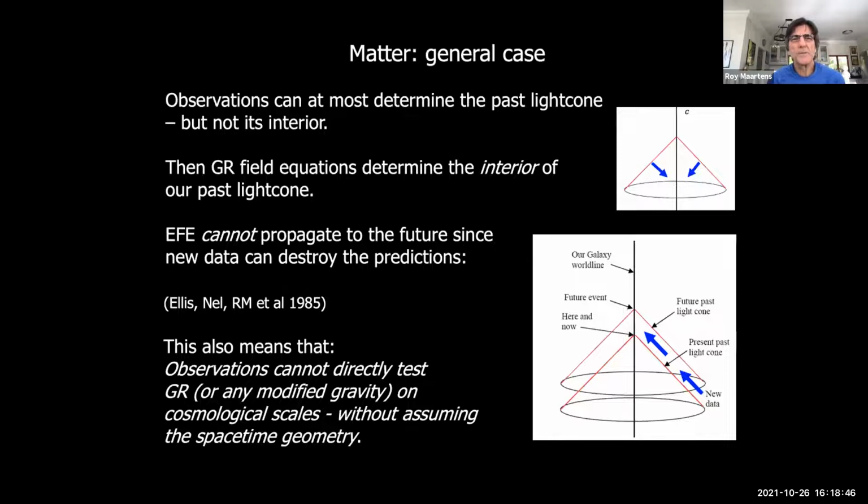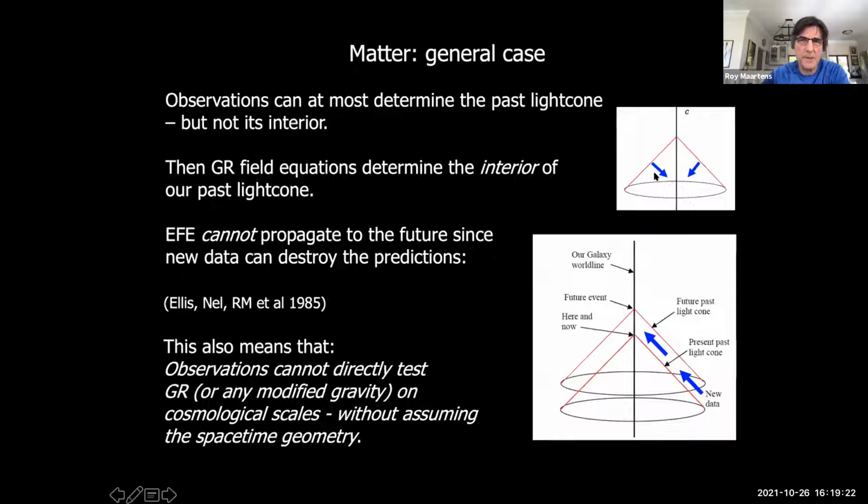Observations on our past light cone can at most determine the geometry on the past light cone without field equations. So in fact, it's quite interesting that the observations of galaxies, the number counts, the distances, and the lensing of galaxies allow us to determine the geometry on the past light cone. In order to propagate that off the past light cone, we require field equations. So the GR field equations propagate off, but they propagate only to the interior of the past light cone.